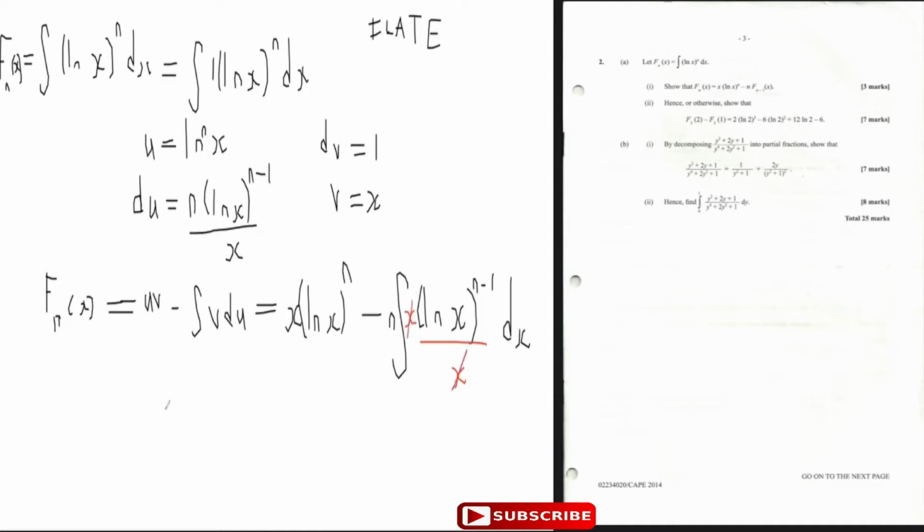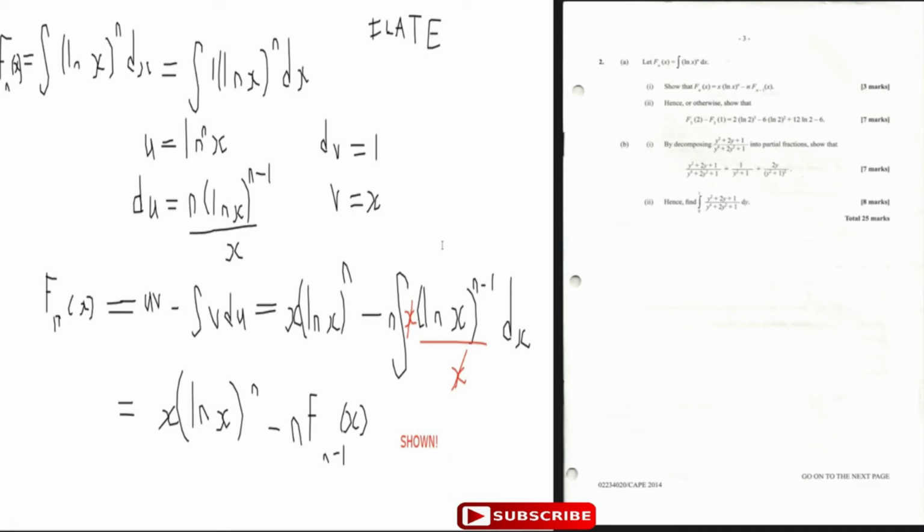All right? So what this works out to be then is just x ln x raised to the n minus n times the integral of ln x to the n minus 1, that's just f n minus 1 of x. That's how we do this question. Easily shown. All right, nice and easy. So we can write shown easily.